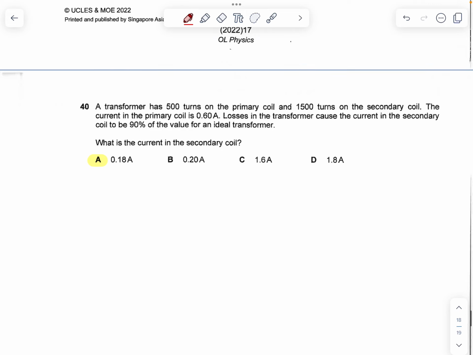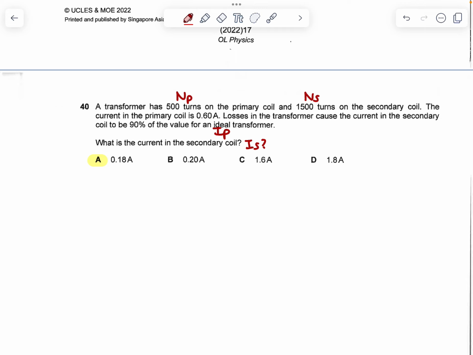A transformer has 500 turns in the primary coil, NP, and 1,500 turns in the secondary coil, NS. The current in the primary coil is 0.60 ampere, so IP. The losses in the transformer cause the current in the secondary coil to be about 90% of ideal for a transformer. What is the current in the secondary coil, IS?